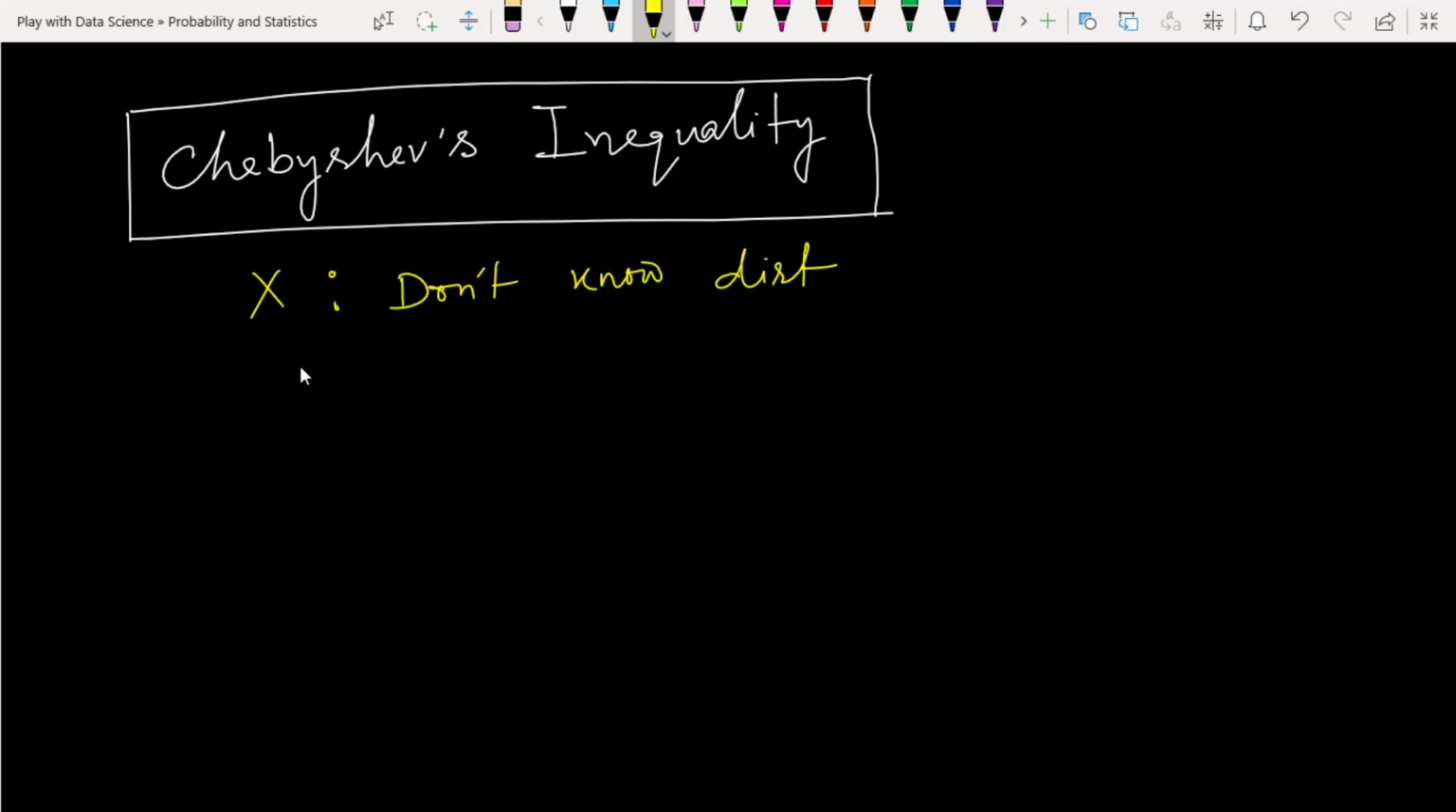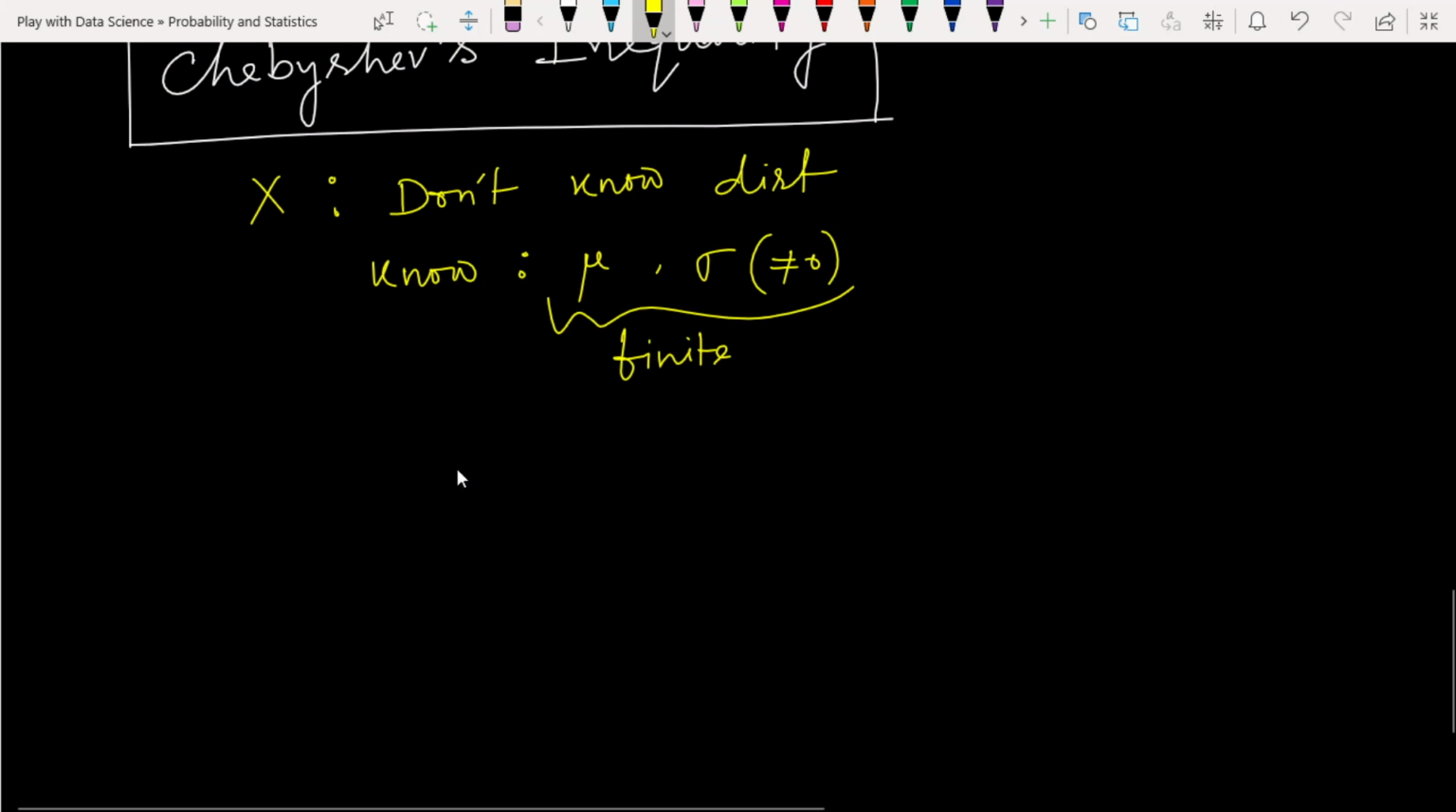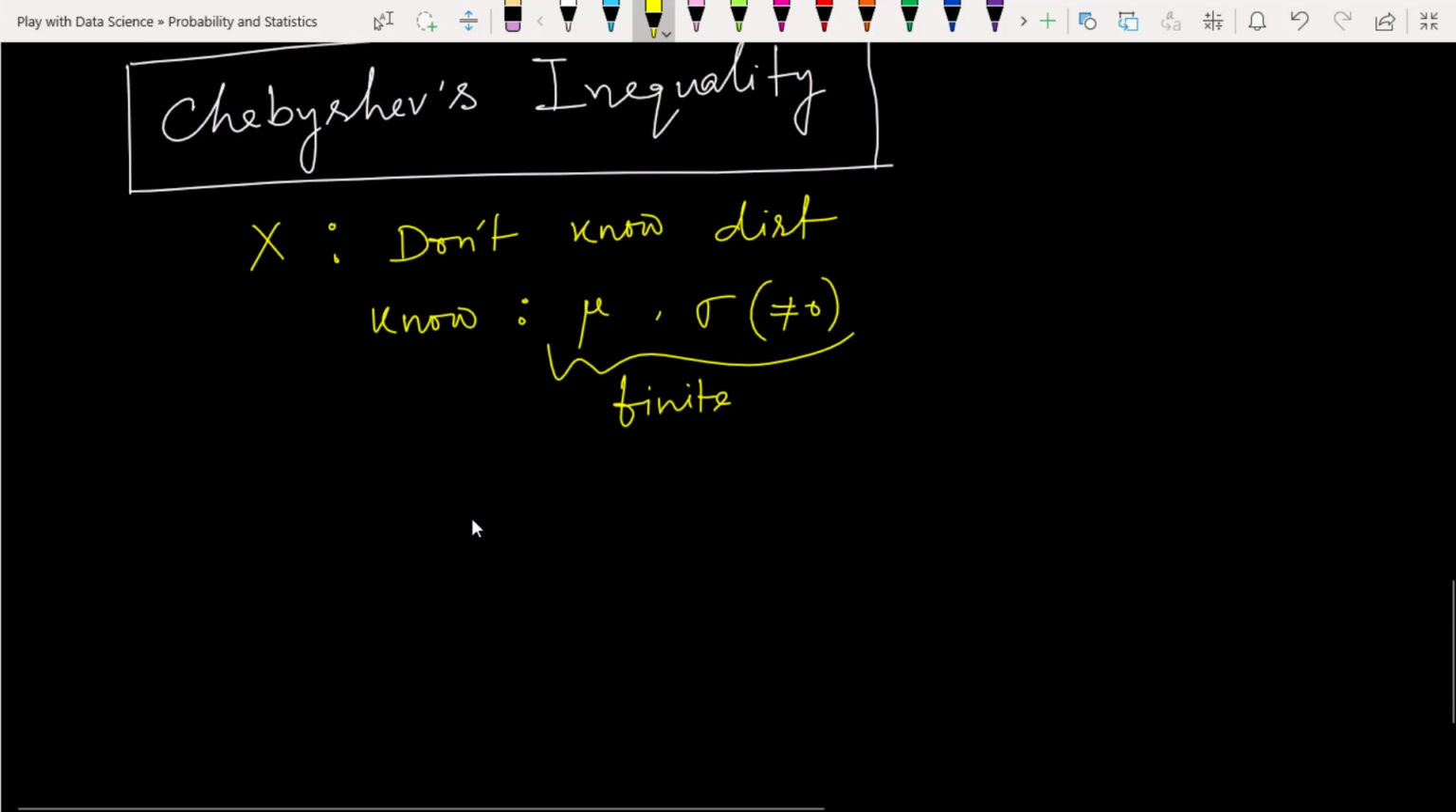For x we know only its mean and its standard deviation. That's fine. The mean is not equal to 0, and both are finite. That's the only thing we know. So let's see what the Chebyshev inequality tells us.